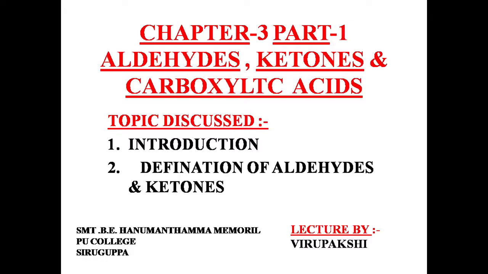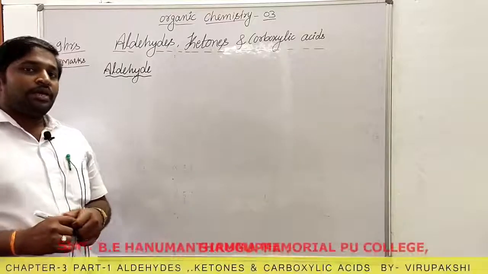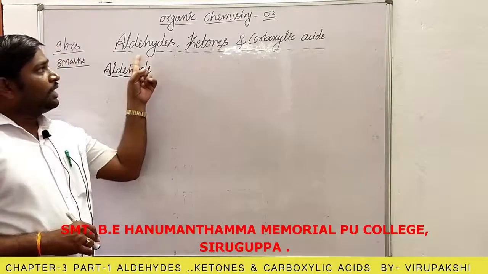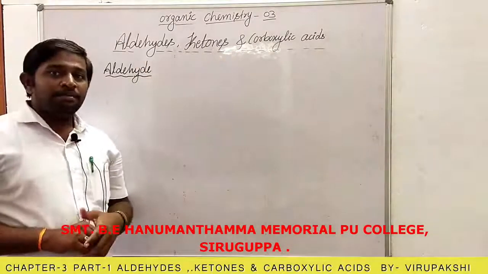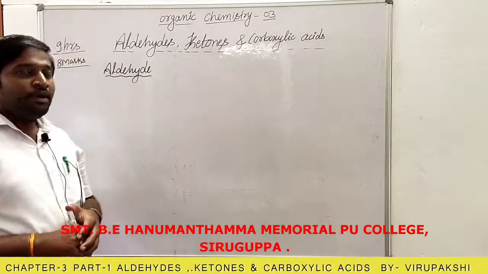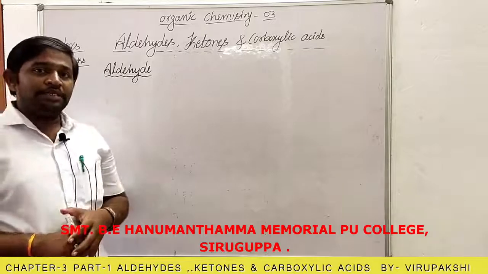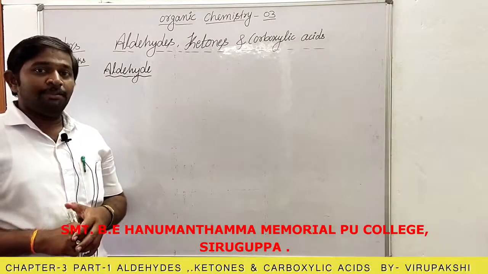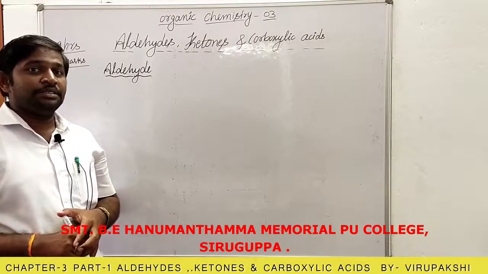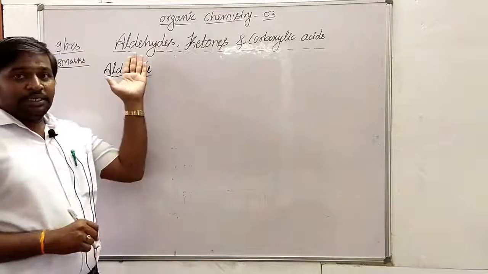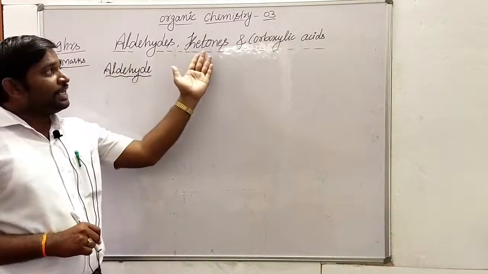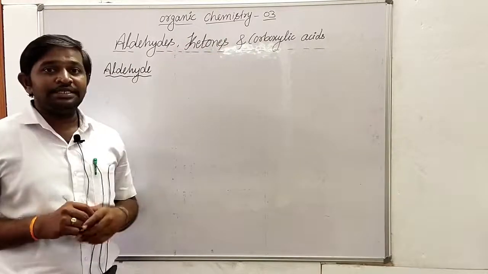Dear students, today's class let us discuss organic chemistry. It is the third chapter in organic chemistry, that is aldehydes, ketones and carboxylic acids. In the previous year, that is first PUC itself, we discussed some important functional groups of organic compounds. What are the functional groups we discussed? You can remember that. First, aldehydic is the functional group, next ketonic is the functional group, next carboxylic acid is the functional group.